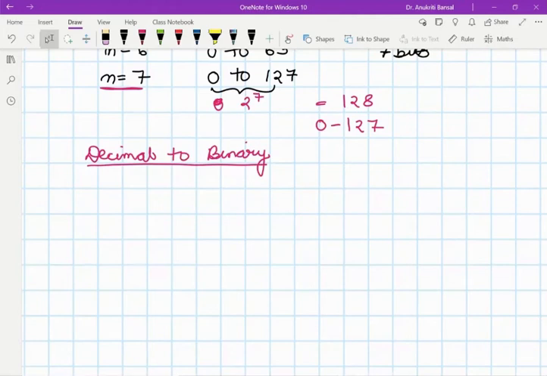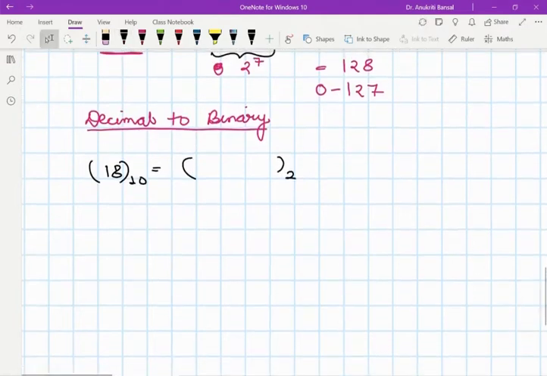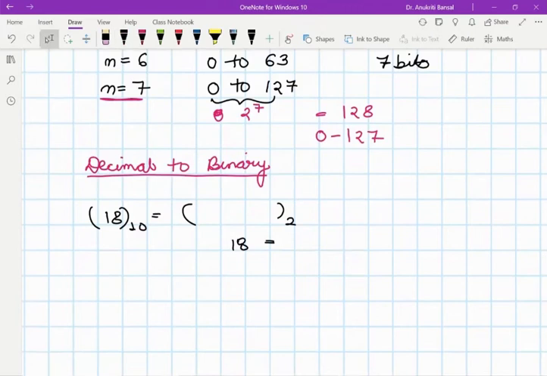So let's take an example. Suppose I have this number 18 and I want to find its binary equivalent. What I will do is divide this number by 2. So this is my quotient. 9 is my quotient.